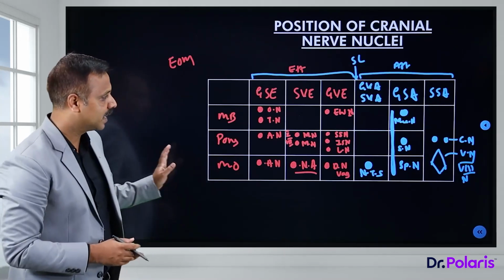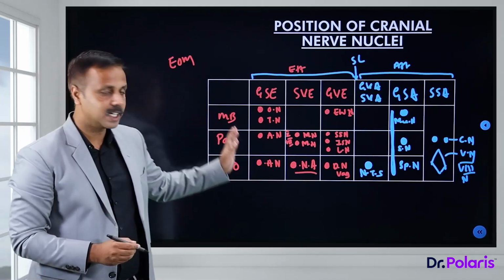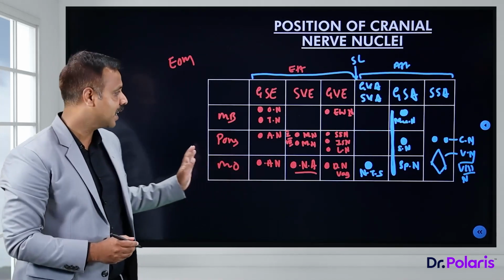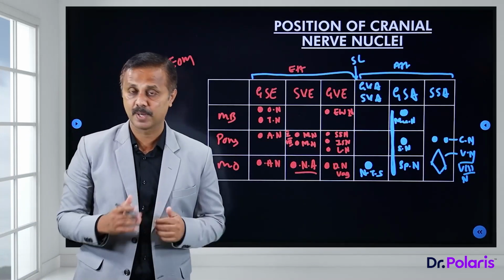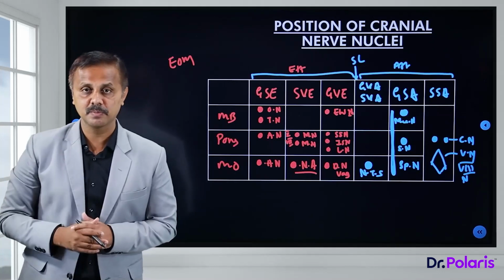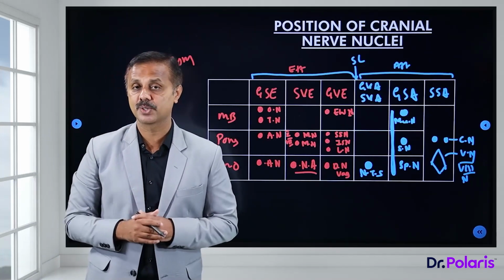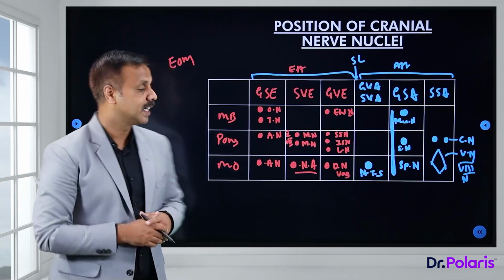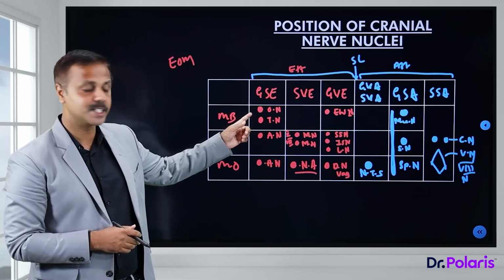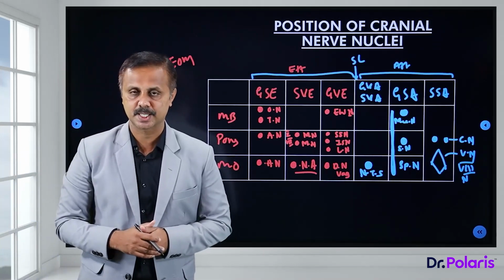Right? Now here we have the complete picture of the cranial nerve nuclei, where they are present and what functional columns they are associated with. For example, if I ask you, what are the functional nuclei associated with the general somatic efferent column, your answer would be, it includes the oculomotor nucleus, trochlear nucleus, abducent nucleus, and then hypoglossal nucleus.